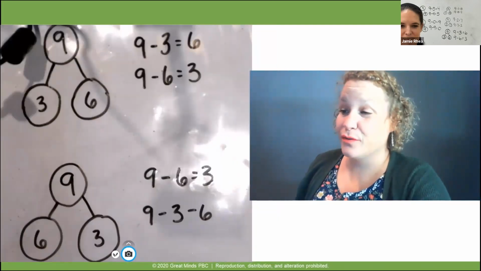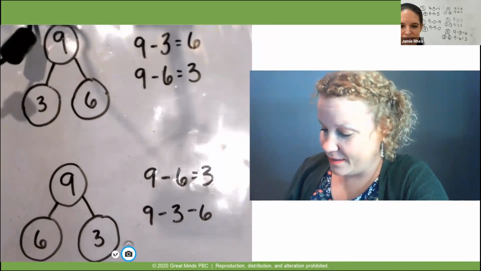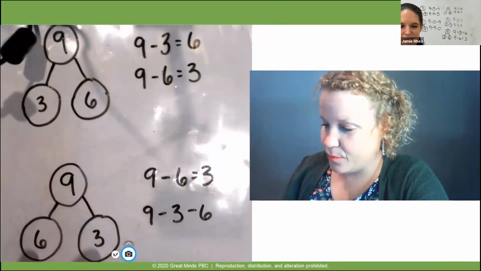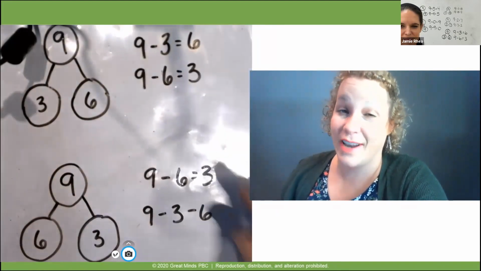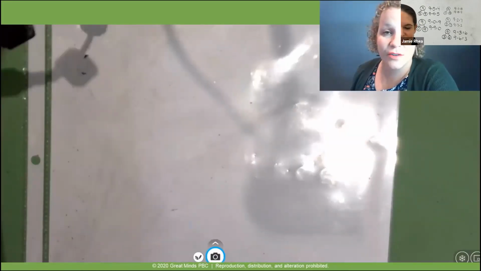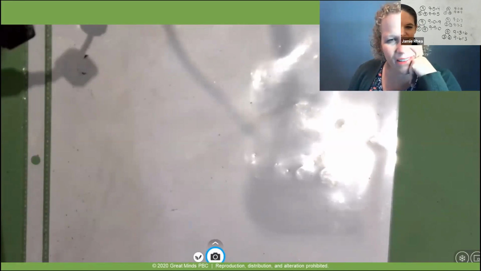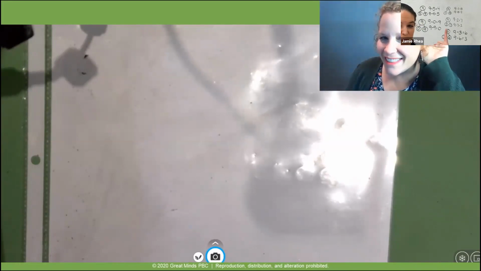And look, that will be true for 9 as a total and 6 and 3 as parts. They're just in reverse order, but they're the same two subtraction sentences. So it's actually the same number bond. And that's going to be true for the parts 2 and 7 and also 1 and 8. Did I get all of the number bonds? Are there any that I didn't include?